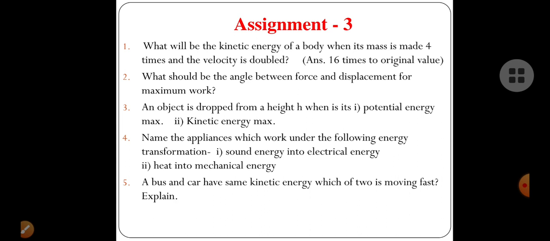Question number 5 is bus and truck have same kinetic energy. Now it is the reverse of that question. Which one of two is moving fast? Now the kinetic energy is same and bus and car have different mass. If their kinetic energy remains same, it means who is moving fast? Just guess yourself and write its answer yourself. I'm not going to give a hint, it's very simple.